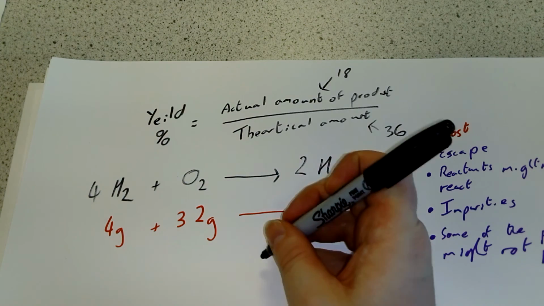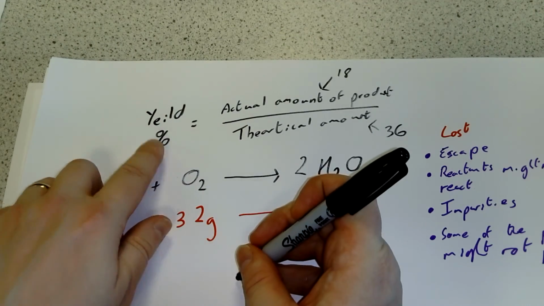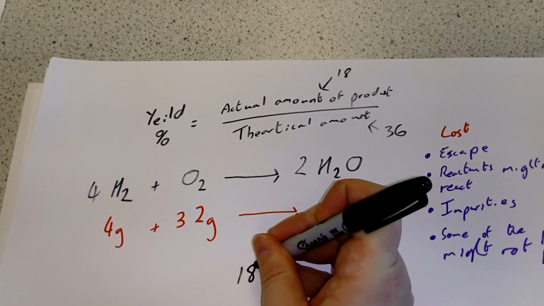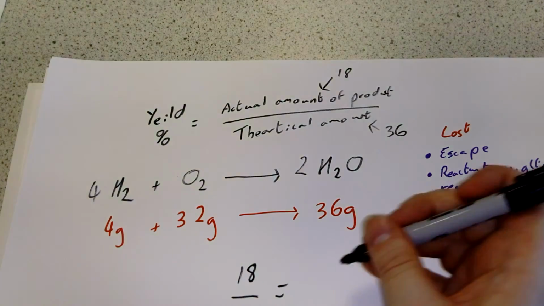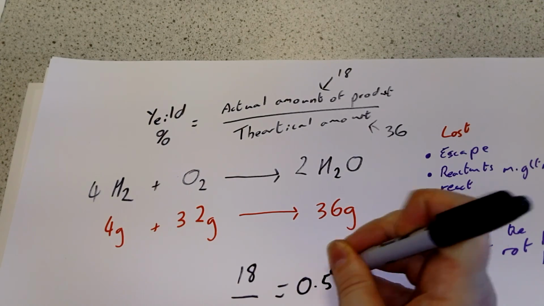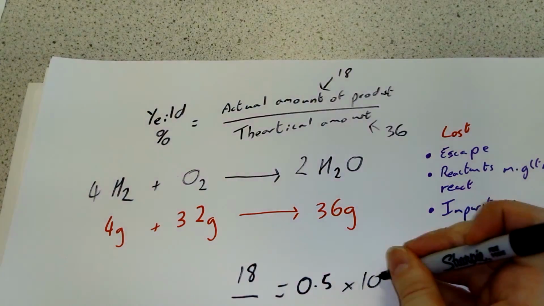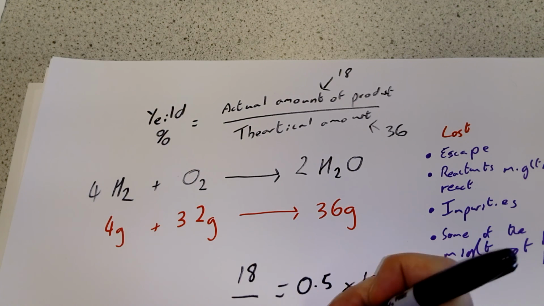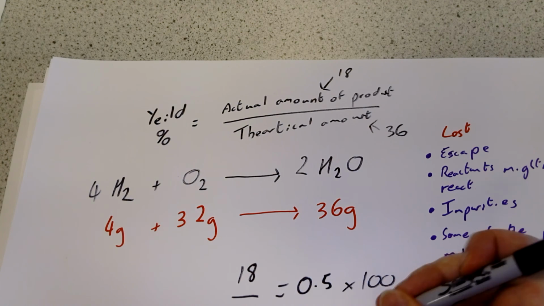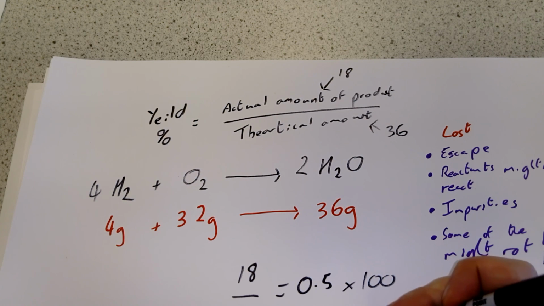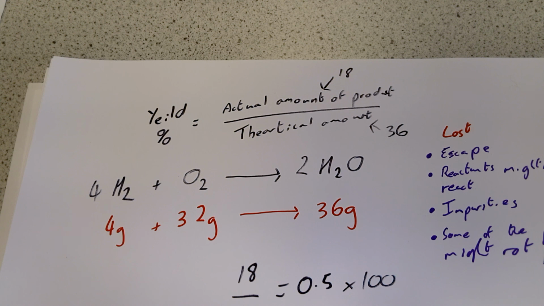So to work out the percentage yield, we have 18 divided by 36, which comes out as 0.5, times by 100, because you need to turn it into a percentage. So our percentage yield in this example would be 50%. And every time you work through one of these questions, it works in exactly the same way.